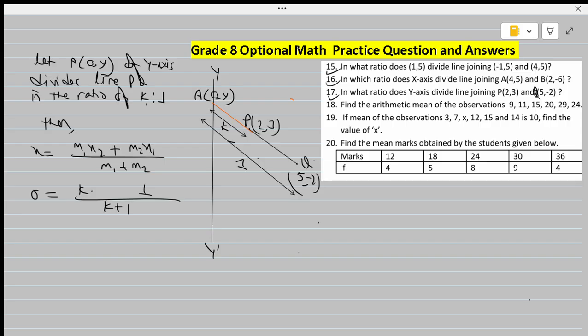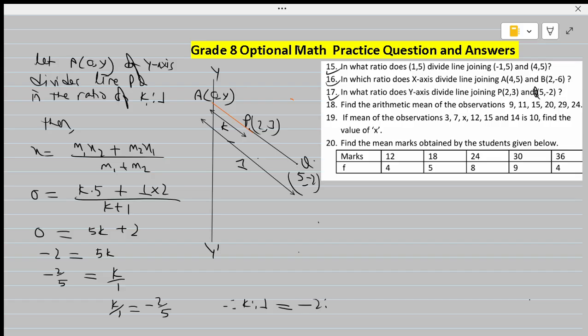Here x2, the x of Q, is 5, and x1, the x of P, is 2. So (k plus 1) into 0 is 0, and we get 5k plus 2, so 5k equals minus 2, so k equals minus 2 by 5. That means k is to 1 is minus 2 is to 5. So we got the ratio negative 2 is to 5, and we can conclude that the y-axis divides the line PQ in the ratio of minus 2 is to 5.